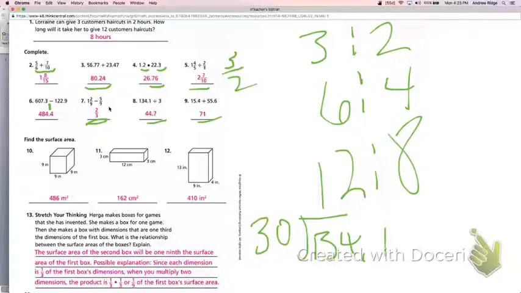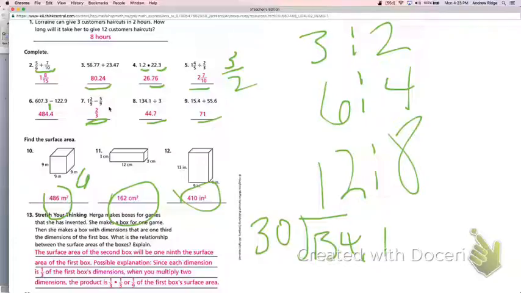Here we just have to find the surface area. Right, you find all 6 faces, they add up to 148. All 6 faces add up to 992, 410.